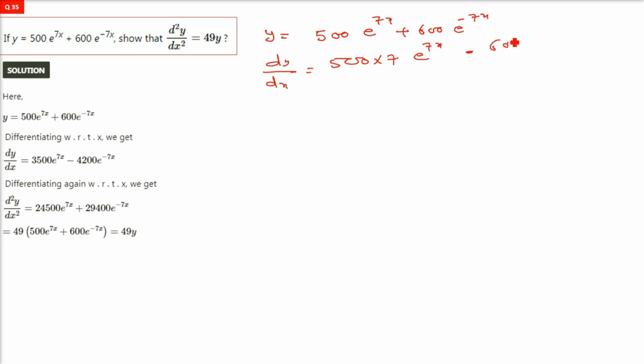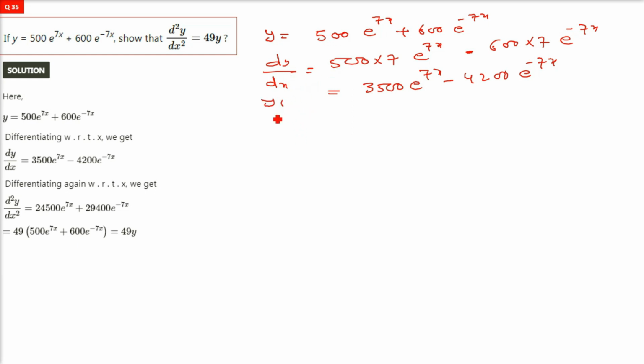Then we have 600. I know that the negative is going to come, so I already placed a negative in between. 600 e^(-7x), and the differentiation of -7x is -7 only. So 7 times 5 is 35, so you have 3500 e^(7x), then minus 7 times 6 is 42, 4200 e^(-7x). So this is dy/dx.